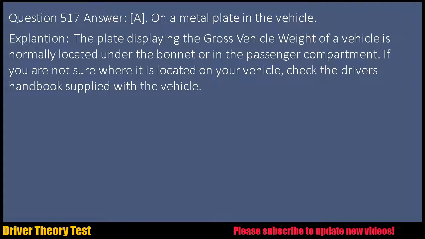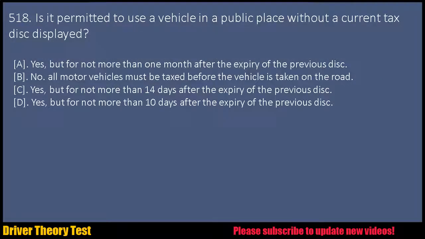Explanation: the plate displaying the gross vehicle weight of a vehicle is normally located under the bonnet or in the passenger compartment. If you are not sure where it is located on your vehicle, check the driver's handbook supplied with the vehicle.